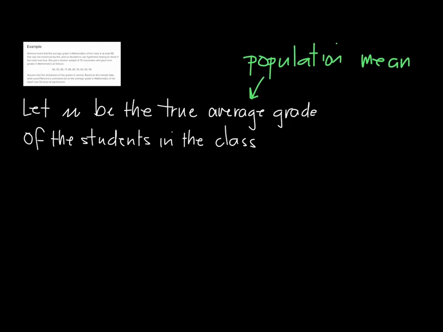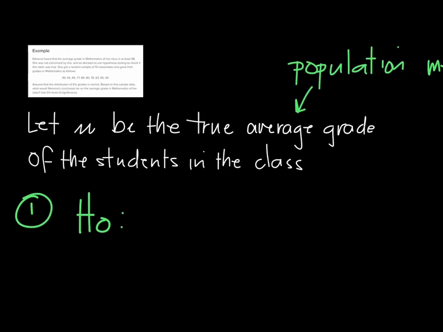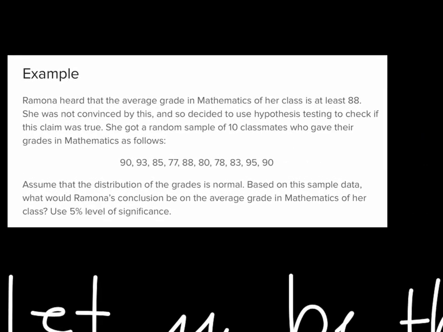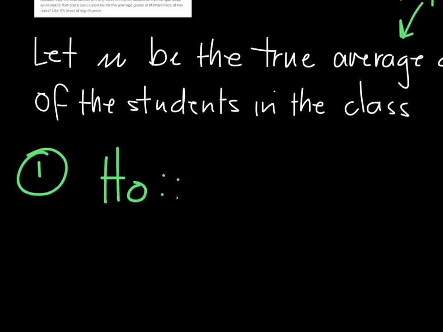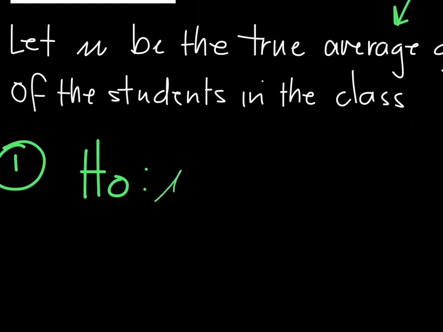So with that, we will be writing our null and alternative hypothesis. Our H0 must be, if we refer to the statement, Ramona heard that the average grade in mathematics of her class is at least 88. When we say at least 88, that is greater than or equal to 88. And as we all know, this statement will fall under the null hypothesis because it contains the equality. So we have mu greater than or equal to 88.